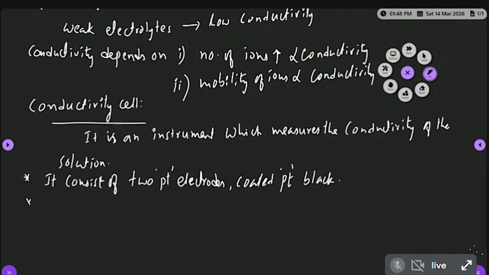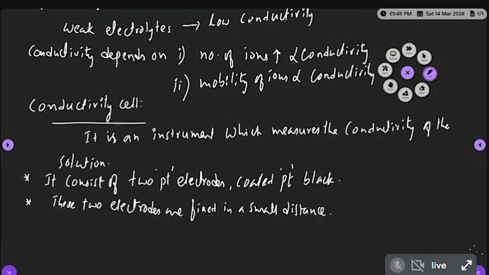And see, here these two electrodes are fixed in a small distance. Electrodes are fixed in a small distance. Small distance lo fix chestam anamata. Okay, so see here the conductivity cell. It looks like a pen, and it consists of two platinum wires.